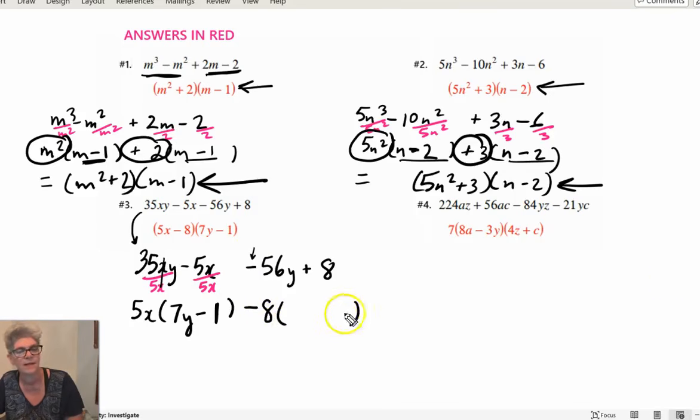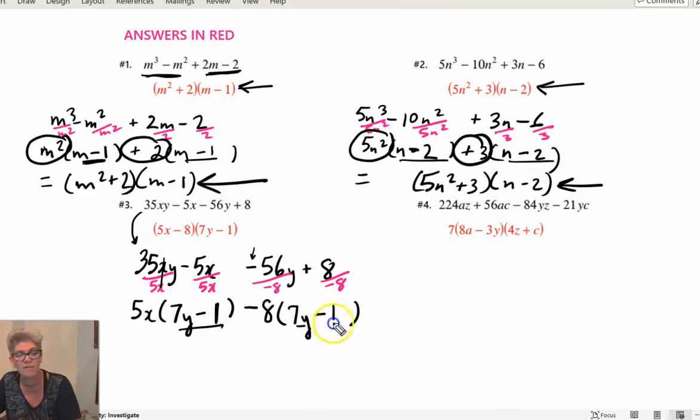Then what goes inside these parentheses? Well, again, if I divide each term by negative 8, then that's what we will get. So the negative signs cancel here, and 56 divided by 8 is 7, and then we have a y left over. And then plus 8 divided by negative 8, the 8's cancel, but we only have one negative sign there, so you're going to get minus 1.